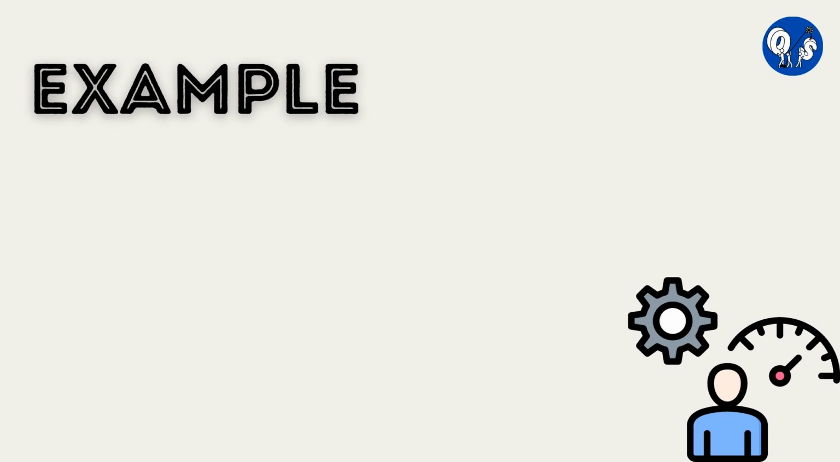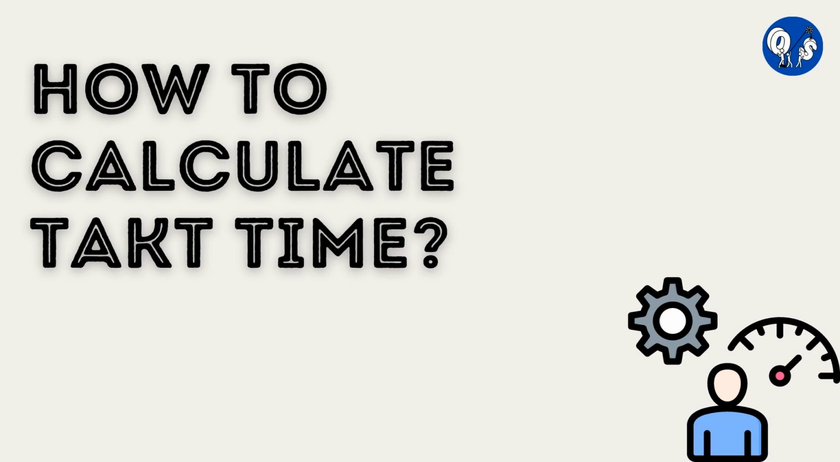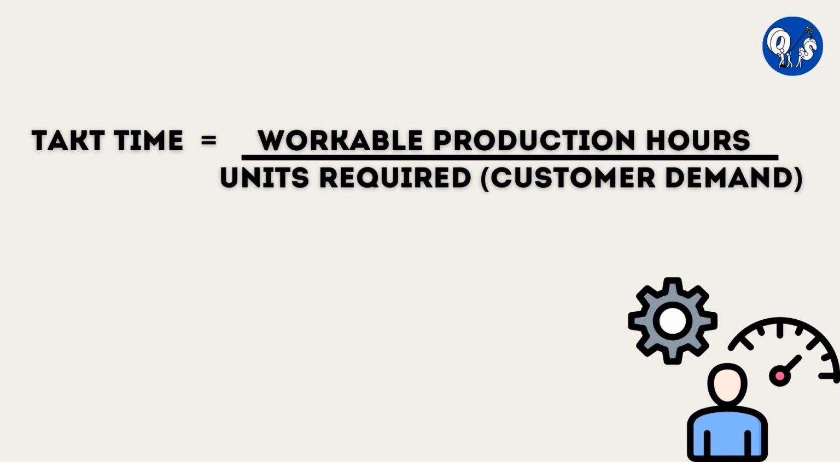If the customer demand changes, the organization needs to recalculate the takt time and see if they can meet the customer demand. Calculating takt time is quite simple. Takt time is equal to workable production hours divided by units required, that is demand.